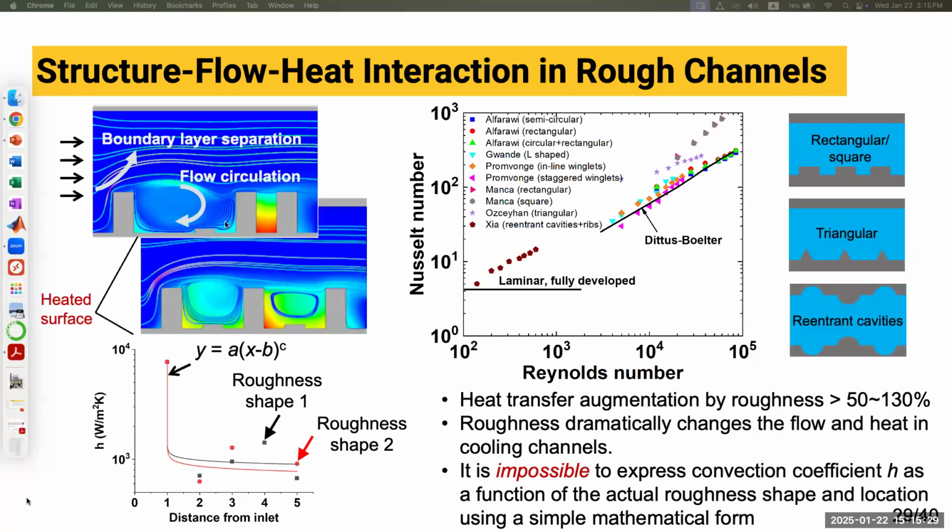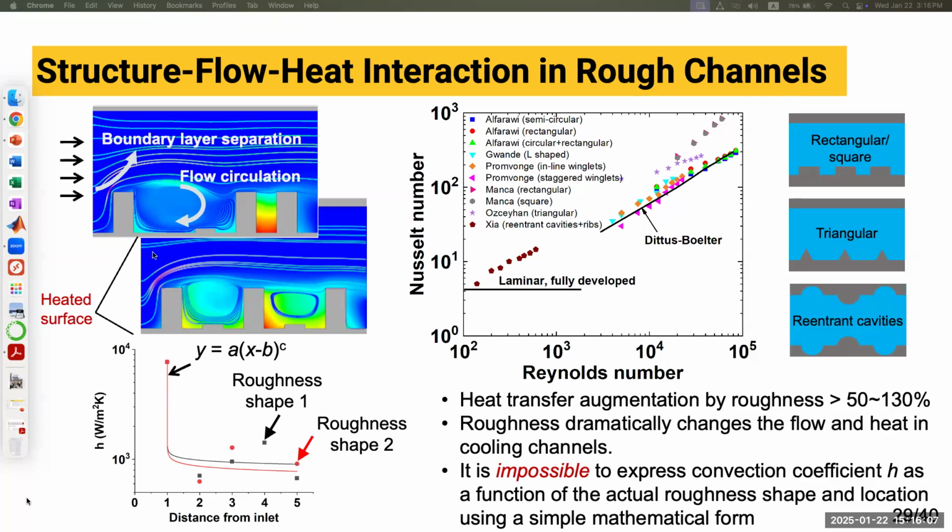As you can see, there can be many different rough surfaces. For example, here I show roughness shape 1 having roughness something like this. And here I show roughness shape 2, which is quite different from the first one, right? And depending on the gap and height of the roughness, you can generate flow circulation at a certain location, and the boundary layer on the surface will separate at a certain location.